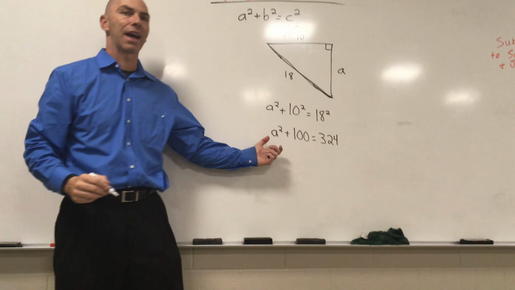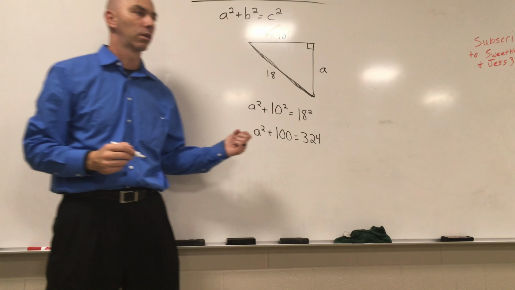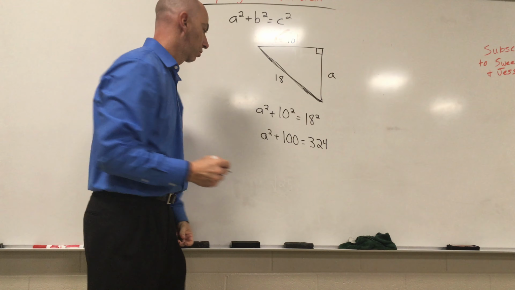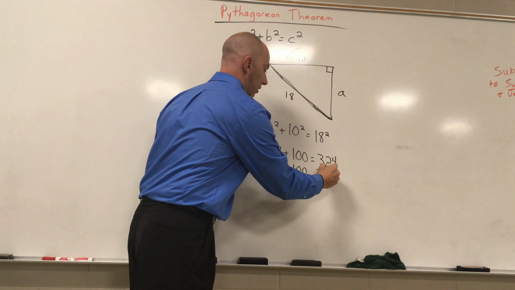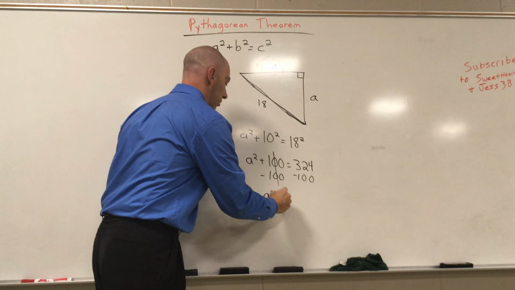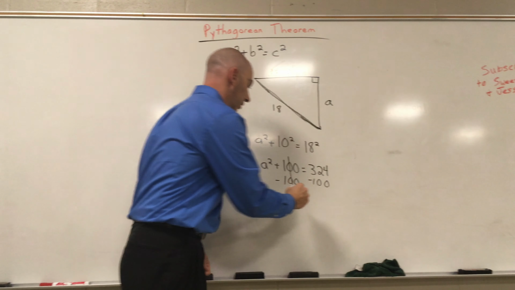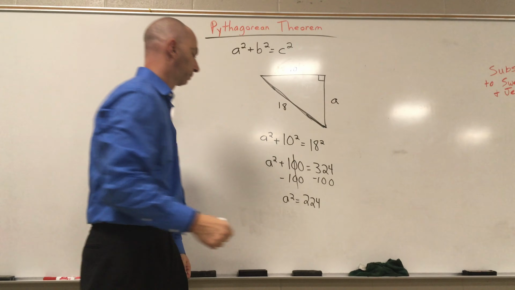All right, so to find what A squared is first, what do we need to move? The 100. Minus 100 on each side. Yes. A squared is 224.